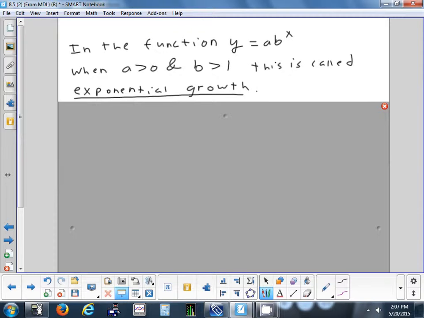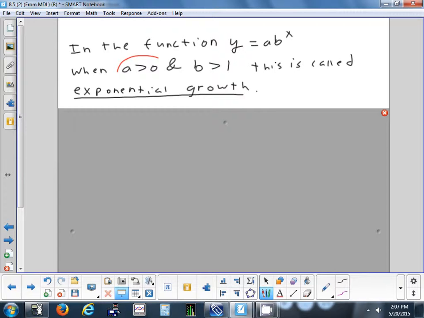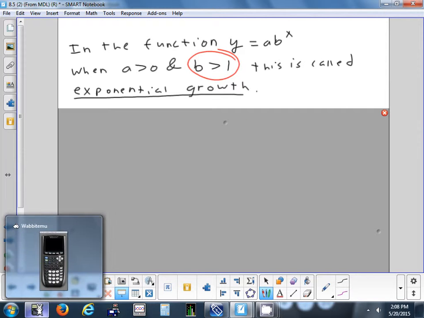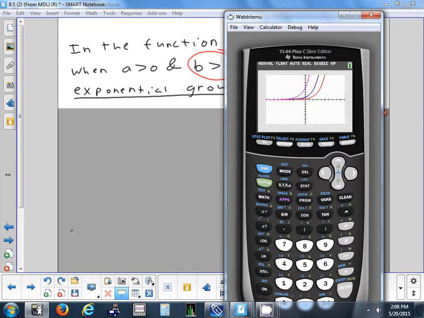All right, so all the types of graphs we've been looking at, they're all exponential growth. In order for something to be exponential growth, notice what I wrote right here. You've got to have a number bigger than 1 for B. That's very important. We haven't talked much about B. We've been doing a lot with A, but not B. I want you to look at these two graphs.